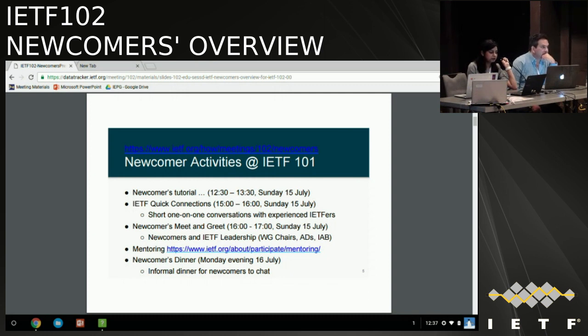And then we have newcomers meet and greet from 4 to 5, which will be attended by working group chairs, area directors, and other IETF leaders. And once you have recognized who you want to really work with, then in this session, you can just go and talk to them and see how you can get more involved with them. There is nothing formal. It's a very informal session. There will be no speeches, no presentations, but there will be wine, there will be beer, and there will be snacks. So you better go there.